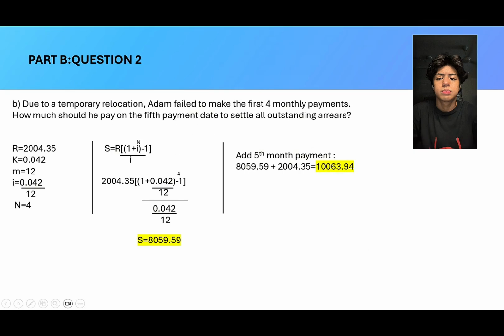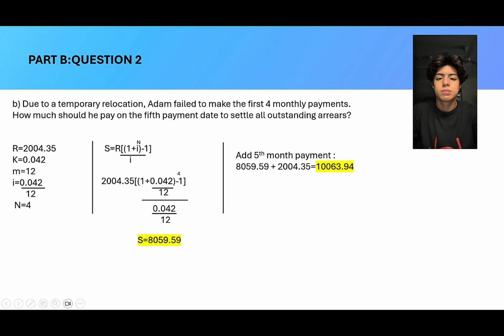We're doing part B, question 2. The question says, due to a temporary relocation, Adam failed to make the first 4 monthly payments. How much should he pay on the 5th payment date to settle all outstanding arrears? The first formula that I need to use is S equals R times [(1 plus i) to the power of n minus 1] over i. By putting in the numbers, it says 2004.35 times [(1 plus 0.042 over 12) to the power of 4 minus 1] over 0.042 over 12. So the answer of S is 8,059 ringgit and 59 cents.